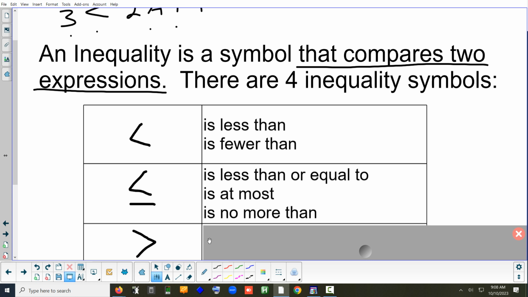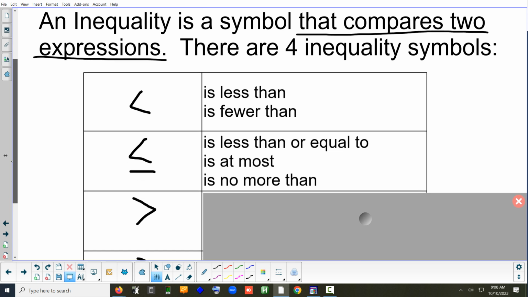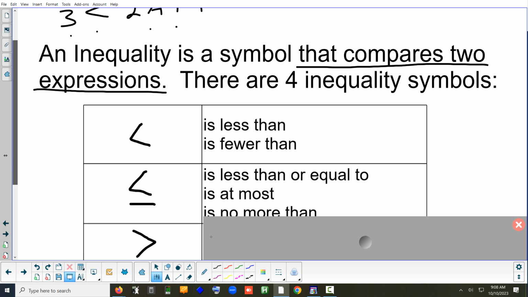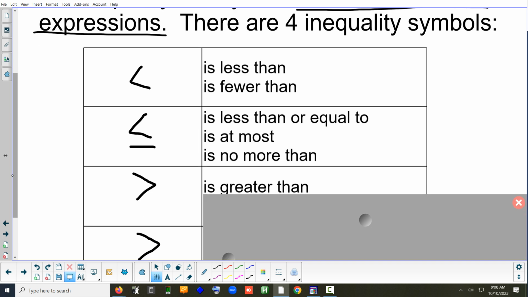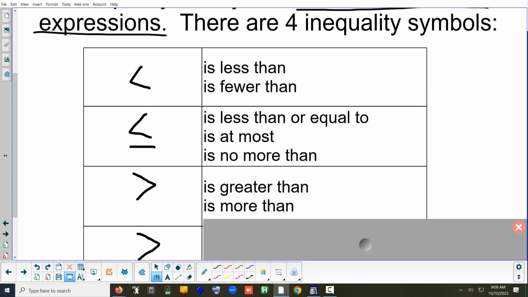Now, once we have those, we can pretty much just say the opposite for the next ones. So now this symbol, what's one way you could say that symbol? Kind of like the first way we said. Is greater than. Yep. Or you could also say is more than. So if I said to you, John's score is more than Sarah's score, that's like saying John's score is greater than Sarah's score.